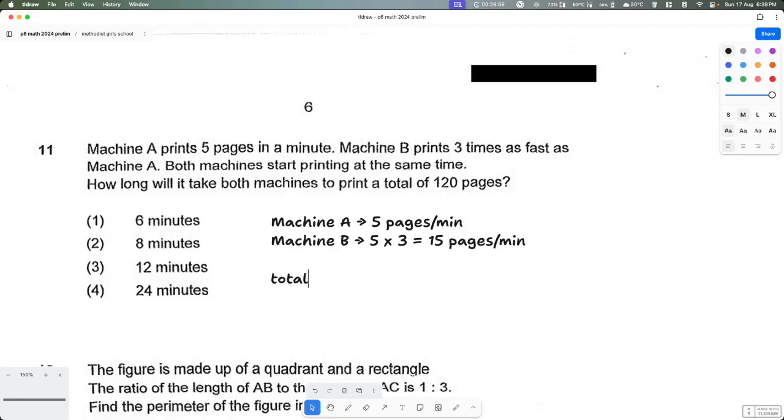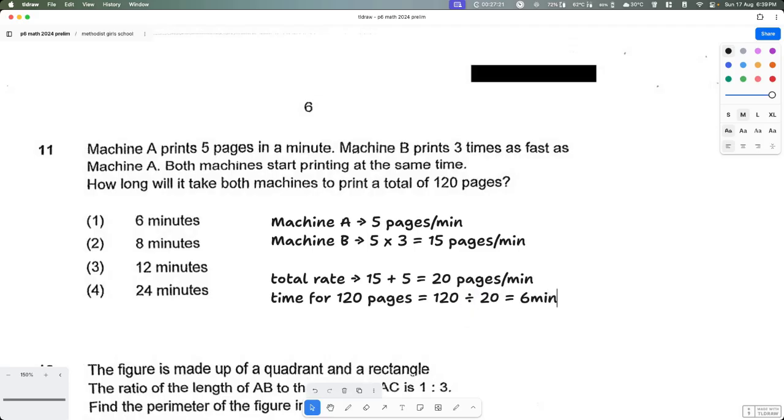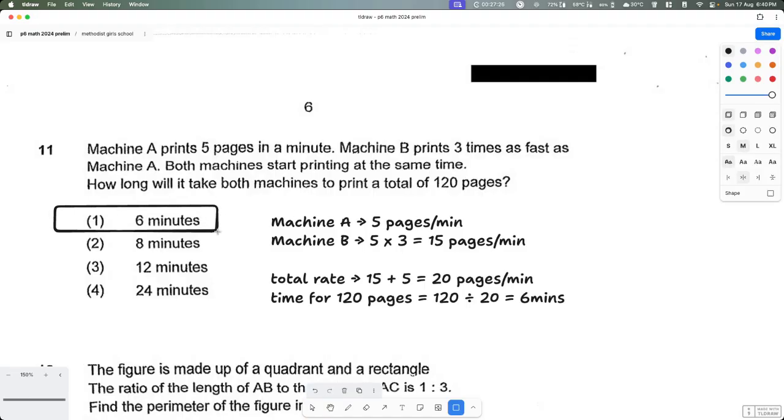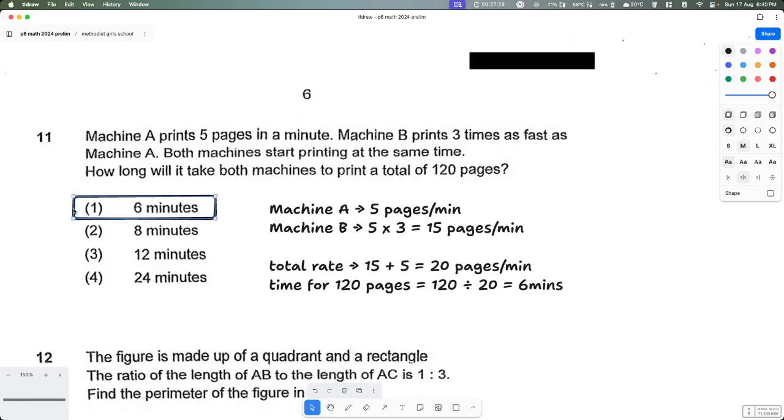All right, so total rate will be 15 plus 5, which is equal to 20 pages per minute. So total time for 120 pages is equal to 120 divided by 20, which is equal to 6 minutes. So option number 1 for question number 11. Okay, let's move on to question number 12.